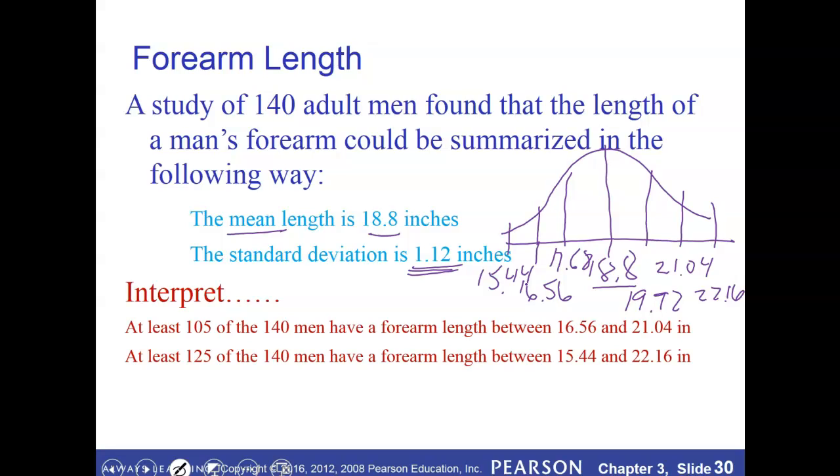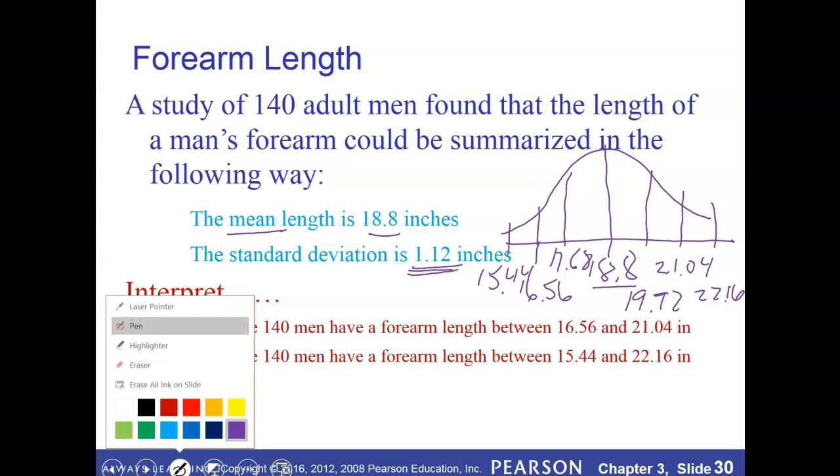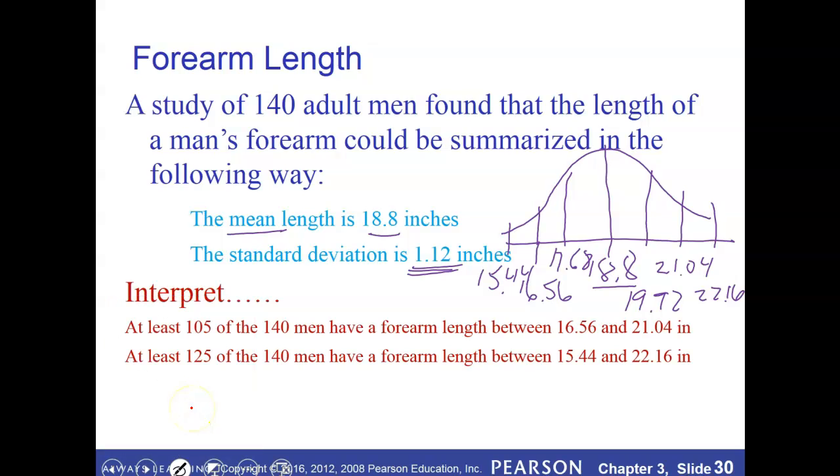We would want to find out first how many people are going to be within 2 standard deviations of the mean. So we're talking between 16.56, that's this distance here, and this distance here. How many data points are going to be within 2 standard deviations of the mean? Well, that's 75% of the data. So we would take 75%, or 0.75, times 140. That's going to give us 105 of the data points. So we would expect 105 of the 140 men to have a forearm length between 16.56 and 21.04.